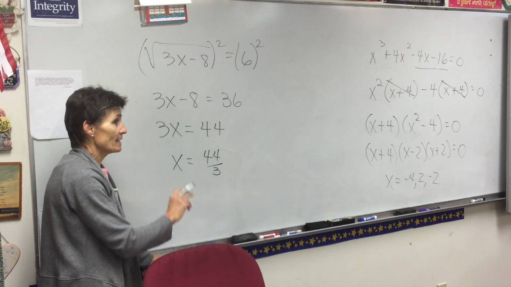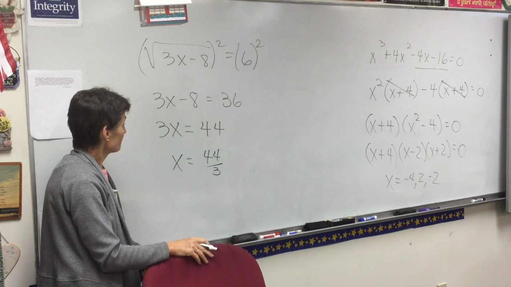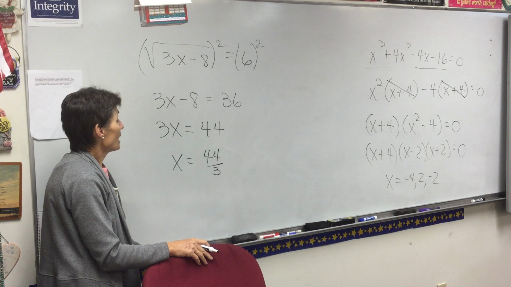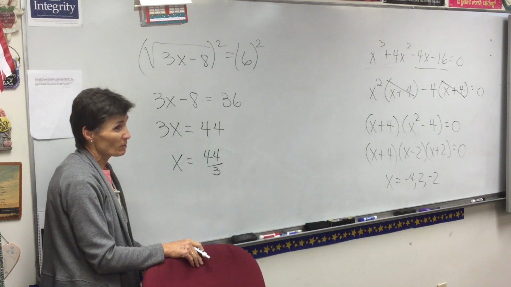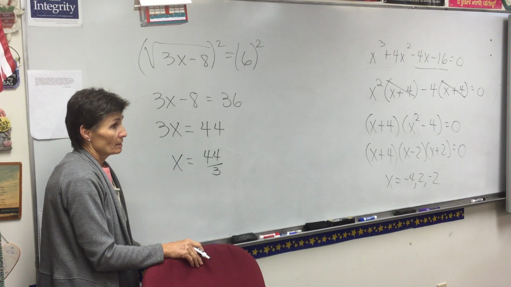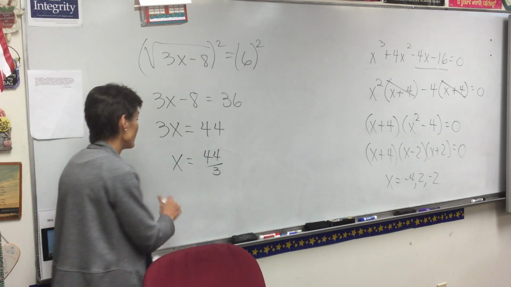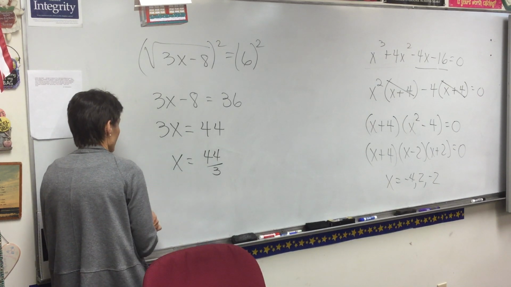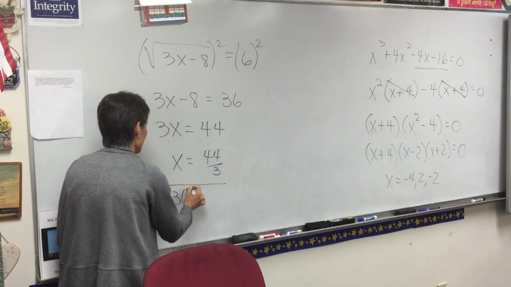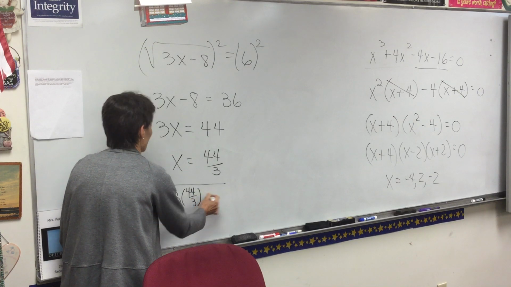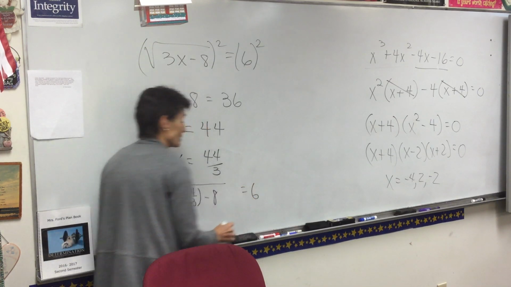And that's a perfectly fine answer. You can leave it that way. Now, these are the kind where you really are supposed to check for extraneous roots. So I'm going to do my check. And the problem says 3 times 44 thirds minus 8 is supposed to equal 6.